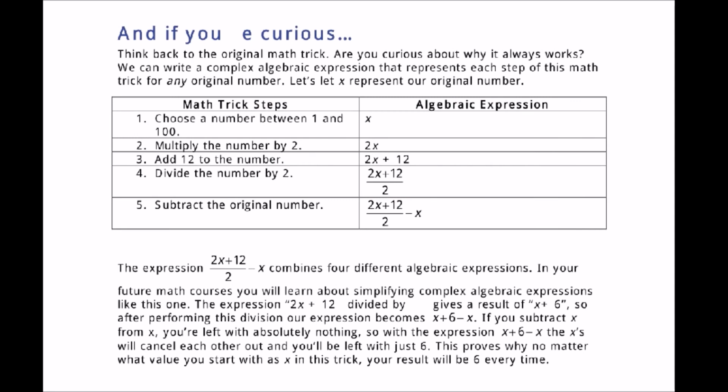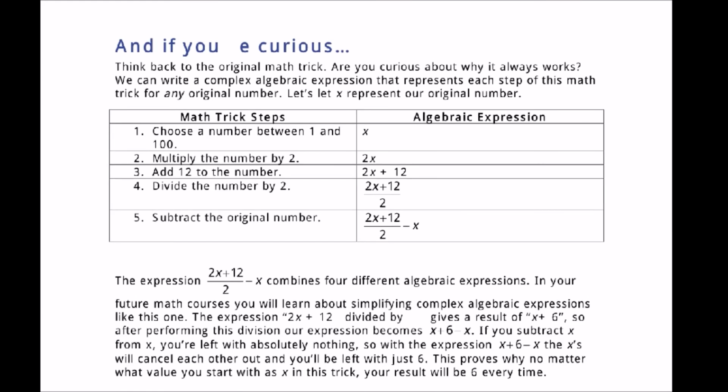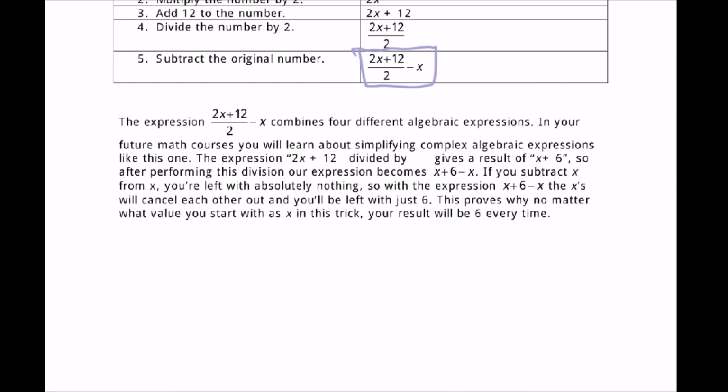Alright, so we can design an algebraic expression to represent our math trick here. So the original one, we had pick a number, we call that x, because we don't know what it is. Anytime we don't know what a number is, we just use a variable, in this case x. And then we multiply it by 2, so we have 2x. We added 12, we divided by 2, and then we subtracted the original number, which is x. So we just wrote an algebraic expression to represent our steps there. So I'm going to write an algebraic expression for mine.